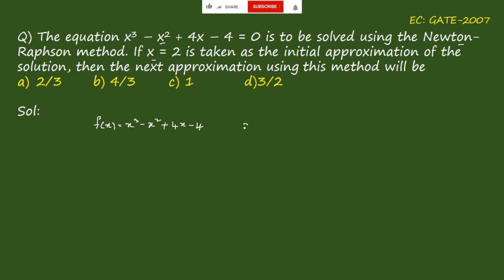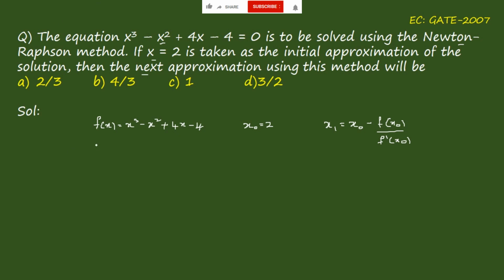So they are given that x naught is equal to 2. Now they are asking for the next approximation value. The general formula that we know is x of 1 is equal to x naught minus f of x naught by f dash of x naught, right? First we're defining those particular values, f of x naught and f dash of x naught.